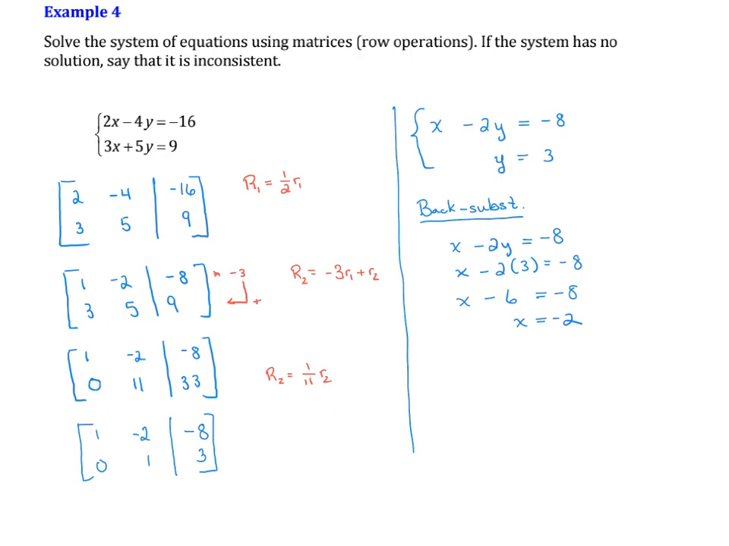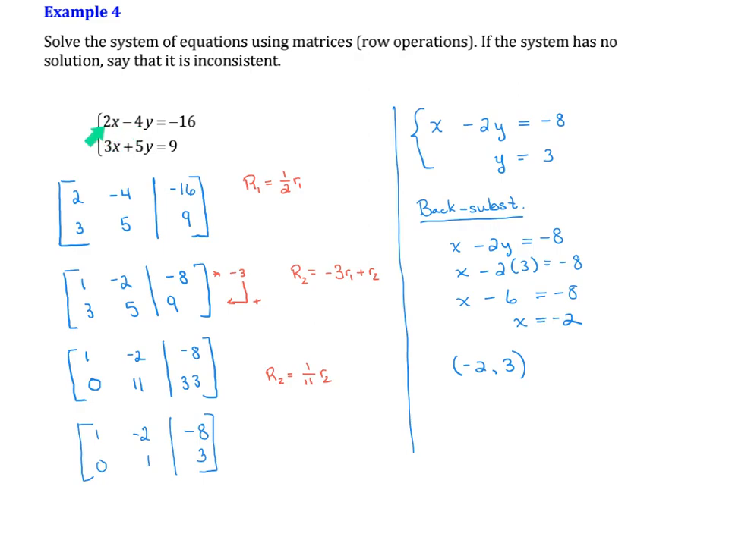How can you be sure that this is our correct answer? We've just said that our answer is negative 2, comma 3. We can check that by substituting it in. So 2 times negative 2 is negative 4, minus 4 times 3, that's negative 12.